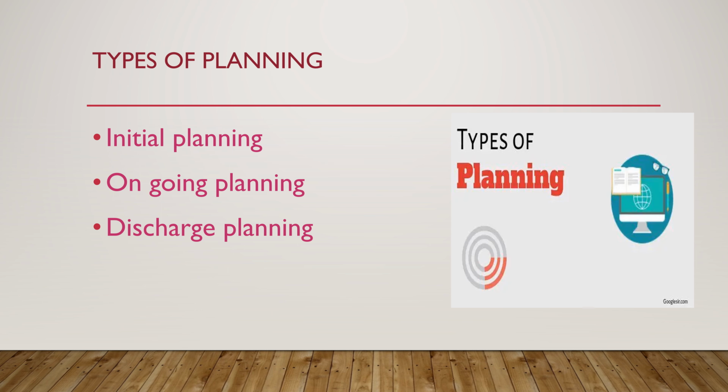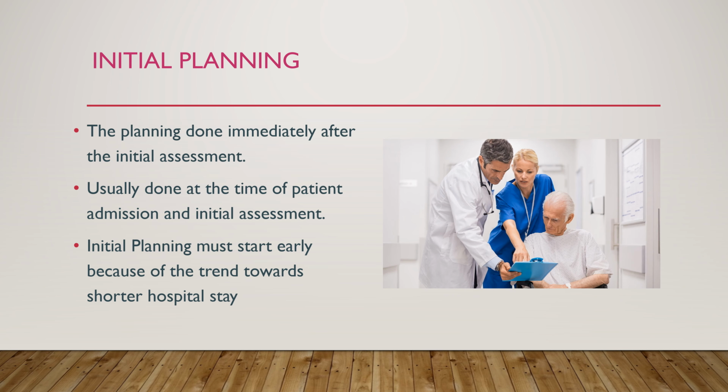So now let us see the various types of planning. Planning is usually of three types: initial planning, ongoing planning, and discharge planning. We will discuss them in the upcoming slides. So let us first see what is initial planning.